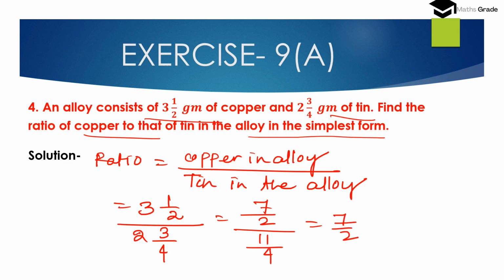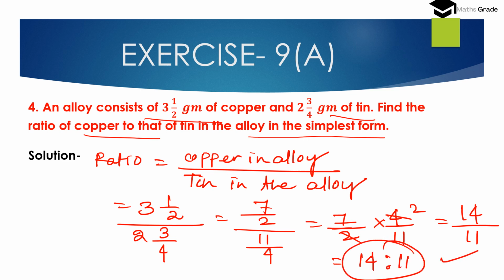Now 7 divided by 2 multiplied with 4 divided by 11. 2 and 4 cancel. Now 14 divided by 11, which is equal to 14 is to 11. And 14 is to 11 is the ratio of the copper to that of tin in the alloy, and it is the simplest form of the ratio 3 1/2 gram is to 2 3/4 gram. So the answer is 14 is to 11. The ratio of copper to that of tin in the alloy is 14 is to 11.